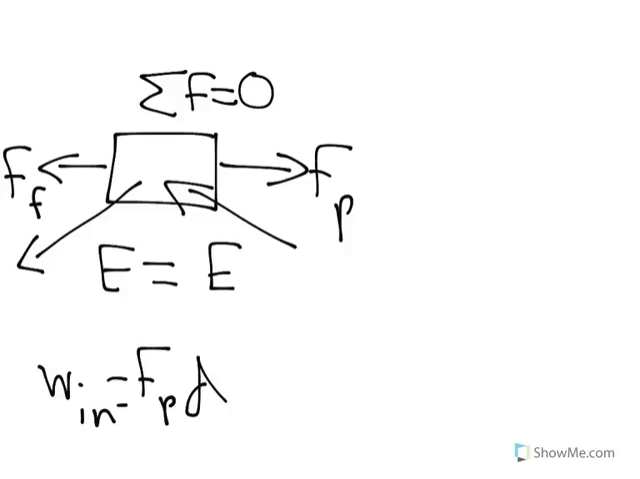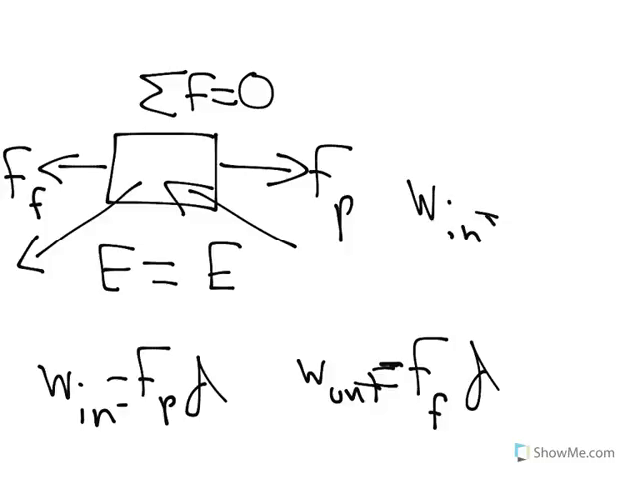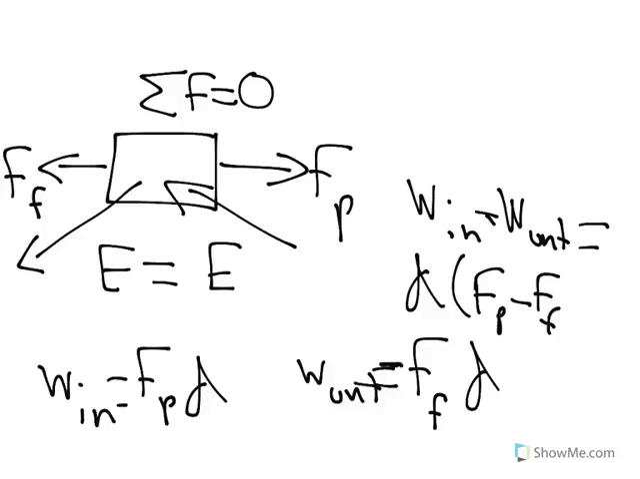And we know it's going in because it's positive. And the work going out is force of friction times distance. But wait, it's in opposite direction, so that's negative. So if we add the work going in to the work going out, we'll find out that if the force of friction equals the force of pull, distance equals the same. So we end up with distance times force of pull minus force of friction.